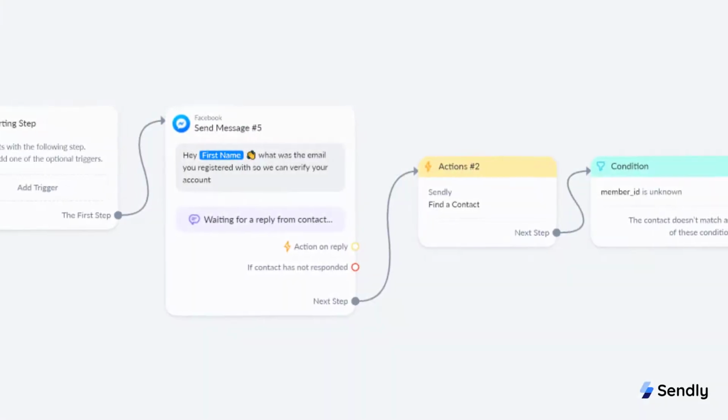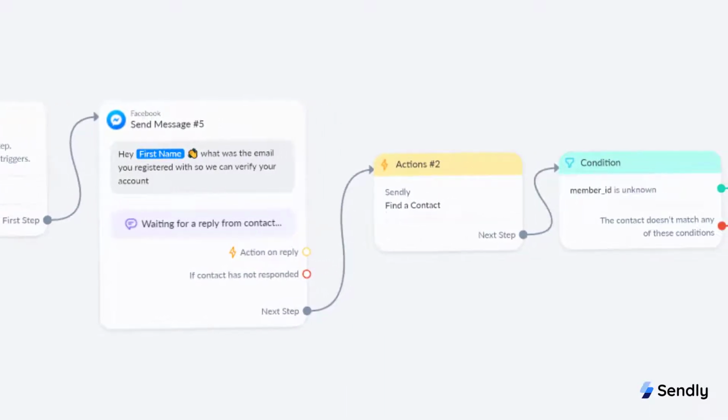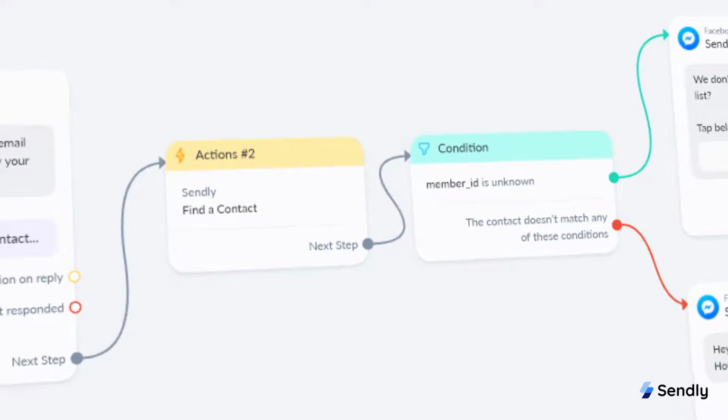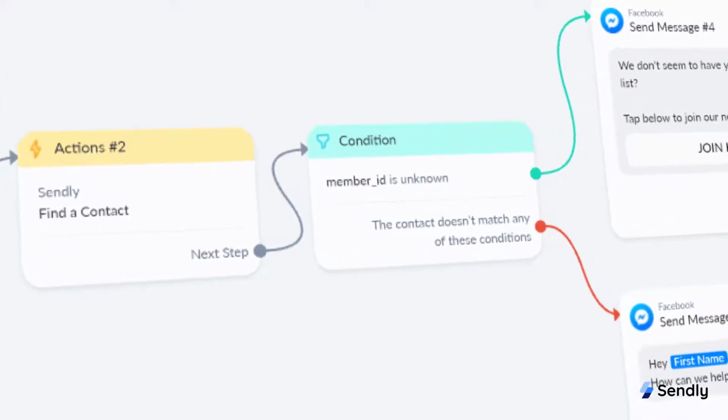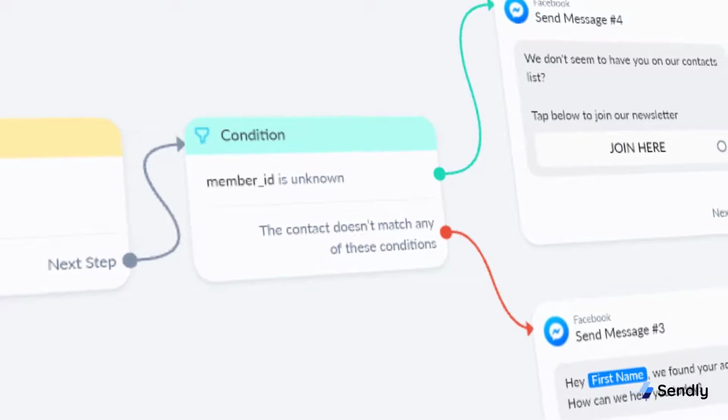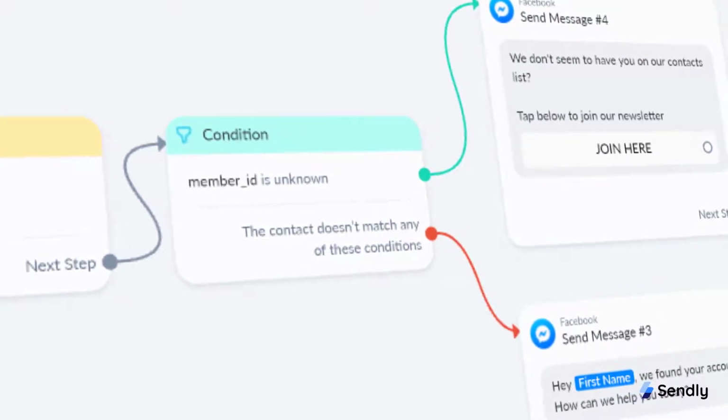In this video we're going to show you how to use the Find a Contact action to enable you to verify and validate your contacts, helping you create a more personalized automated chat within Facebook Messenger and Instagram DMs. So firstly, let's head over into the Manychat dashboard.